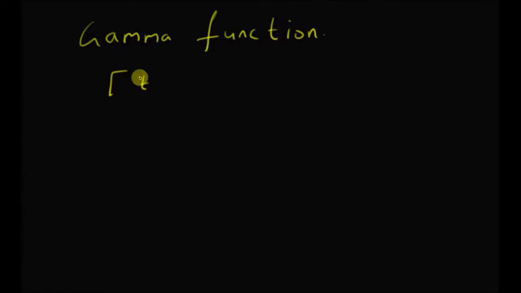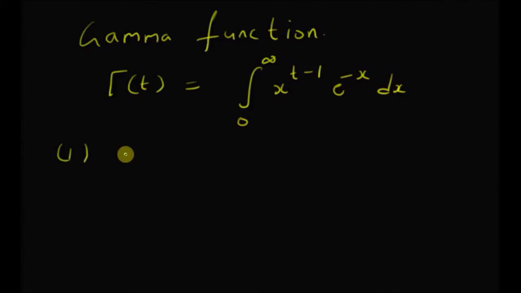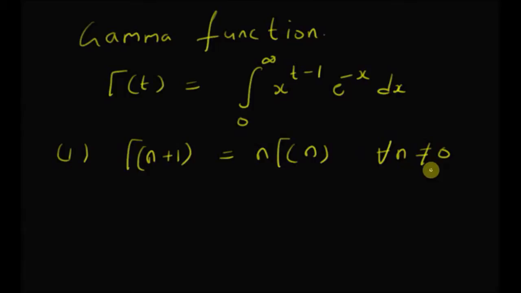The gamma function is defined as gamma of t is equal to the integral from 0 to infinity of x power t minus 1 e power minus x dx. The first property we are going to look at is gamma of n plus 1 is equal to n times gamma of n for all n not equal to 0.